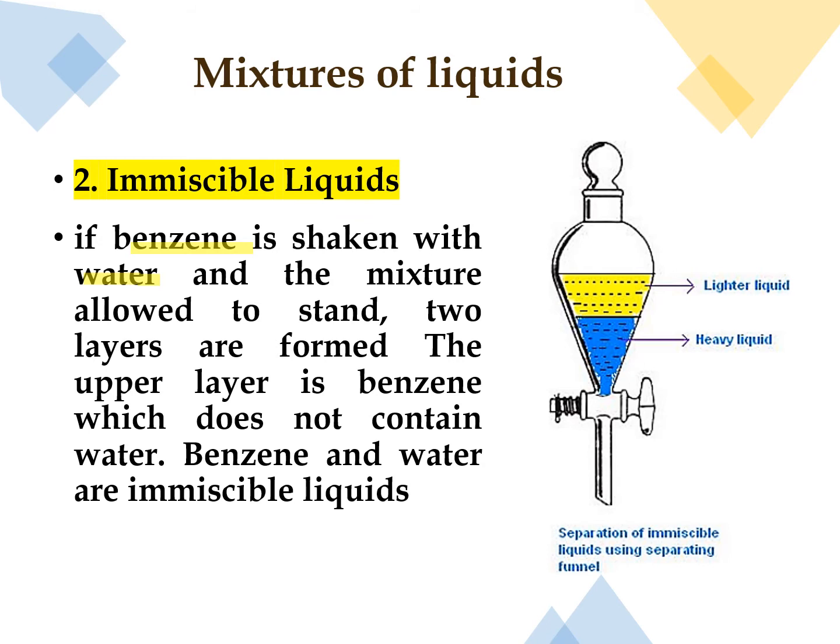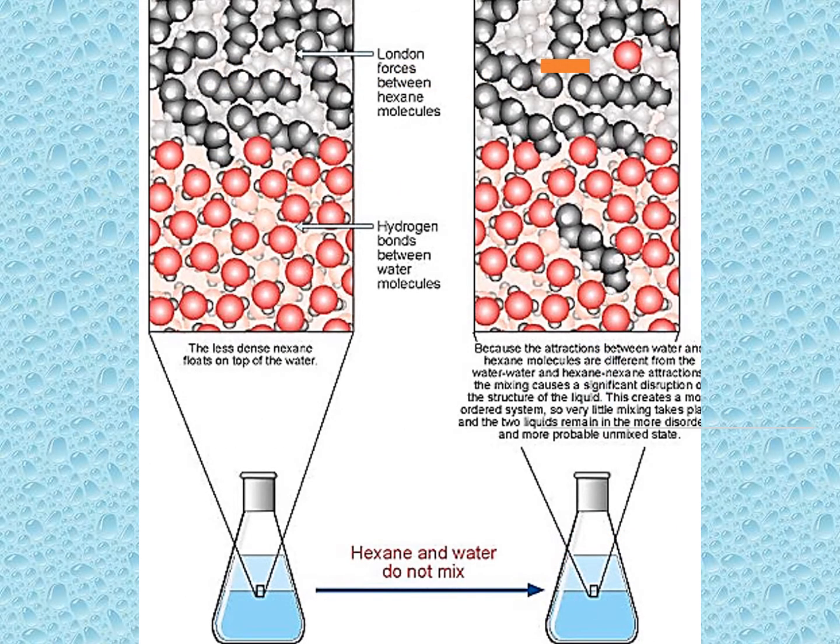We can separate the liquids using the separating funnel. Okay, so you look at the structure of immiscible liquids. Another example is hexane and water. Both of them cannot mix with each other.